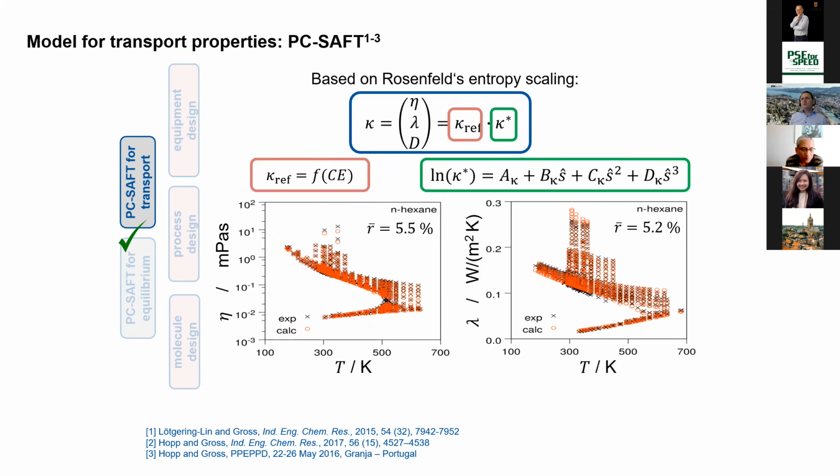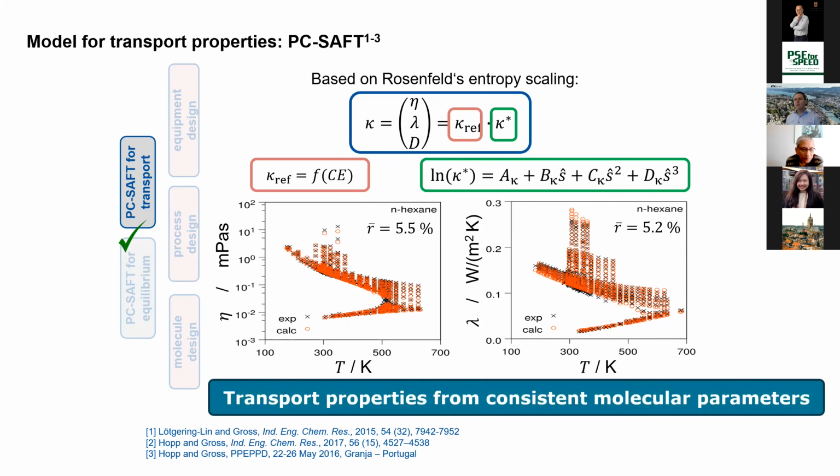And again, what we do find is that this is a very systematic approach. That is, we can at least transfer knowledge and develop group contribution methods, for example, in order to predict the transport properties of molecules which we have not described before. So with this addition, you now can also compute transport properties from a consistent and small parameter set that we have given with PC-SAFT.